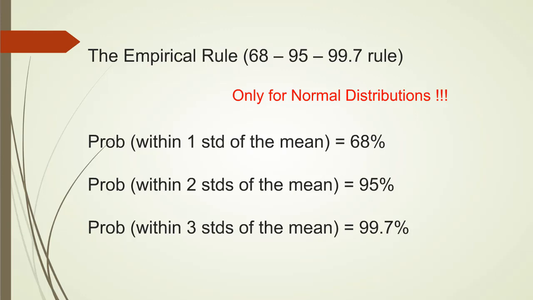Simply put, this rule says that the probability within one standard deviation away from the mean, that is mean plus minus one standard deviation, is about 68%, and about 95% within two standard deviations, and 99.7% within three standard deviations. Because 99.7% is very close to 100%, this implies that almost all normally distributed observations should fall within three standard deviations away from the mean.